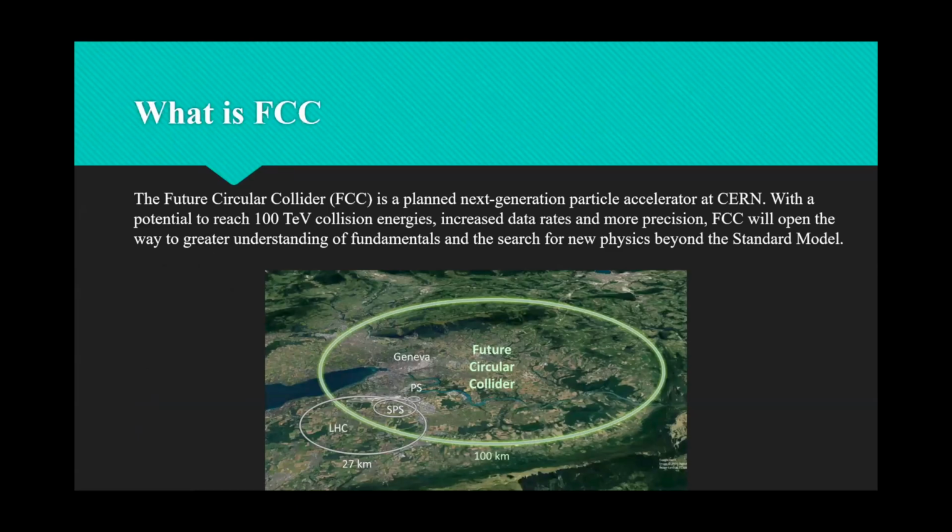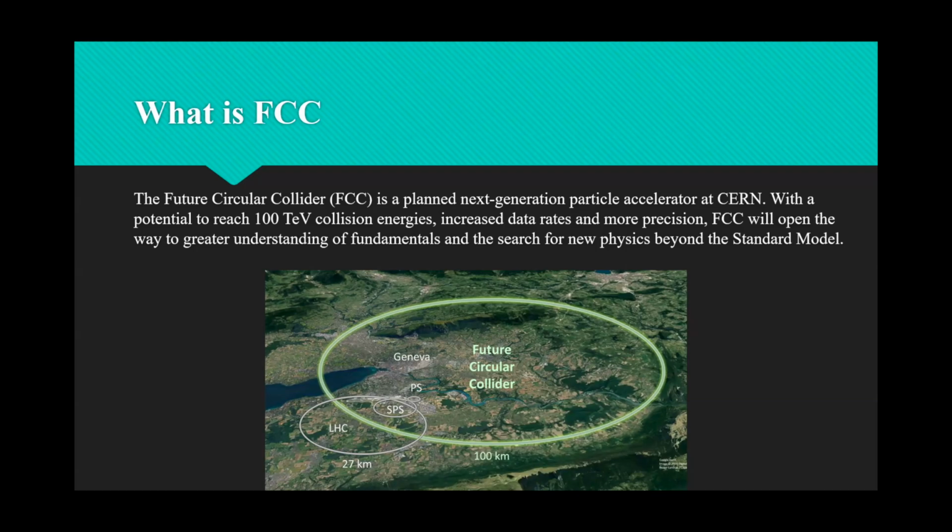The Future Circular Collider is a planned particle accelerator. It will have the potential to reach 100 tera-electron-volt collision energies. With increased data rates and more precision, we will need a more robust data analysis framework to fully exploit its scientific potential.